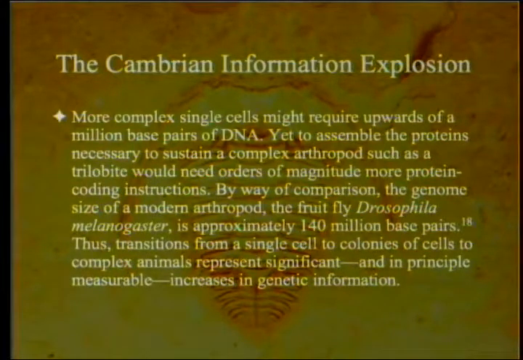Yet to assemble the proteins necessary to sustain a complex arthropod, such as a trilobite, would need orders of magnitude more protein-coding instructions. Just to compare, Drosophila melanogaster has 140 million base pairs. Now, how many of those could you get rid of and still have a fly? We don't know. Maybe it's half, but even if it was half, you'd still be looking at 70 million base pairs, compared with our 1 million or 300,000 base pairs for the simpler organism. So transitions from a single cell to colonies of cells to complex animals represent significant and in principle measurable increases in genetic information.